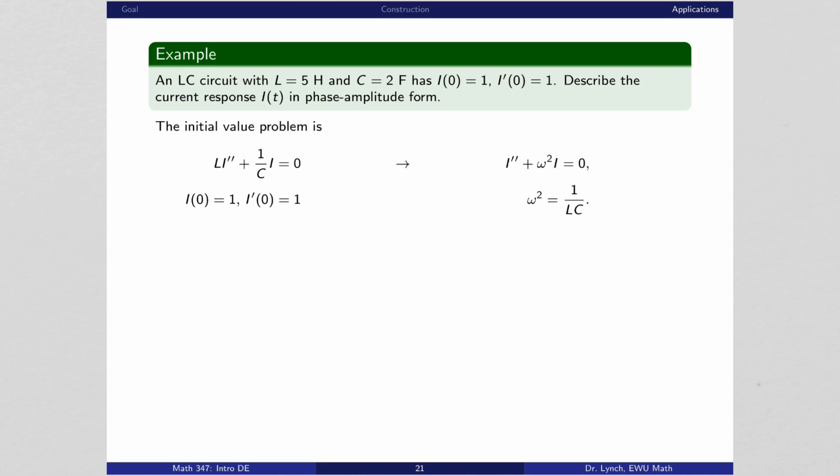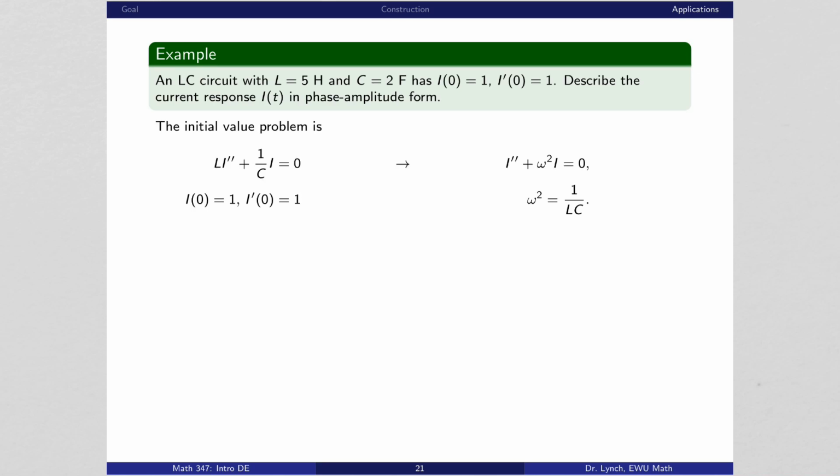So go ahead and divide through by the inductance L, and express this as I double prime plus omega squared I equals 0, where omega squared is given by 1 over LC. And of course the initial conditions here are just given as the current at 0 is 1, and the derivative of the current at 0 is also 1. Okay, so we know how to solve this problem.